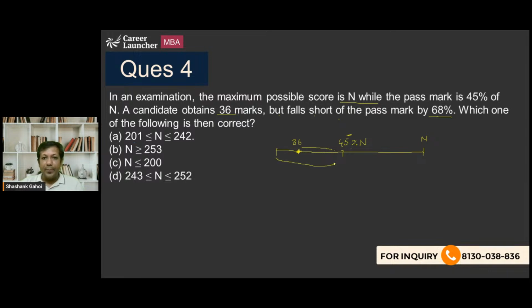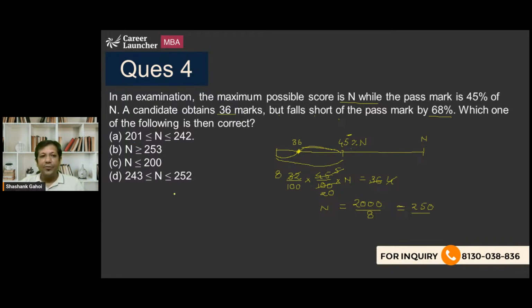Because if this value is 45% of n, this difference is 68% of 45% of n, it means this value should be equal to 32% of 45% of n. So I am just going to write 32% of 45% of n, and that is equal to 36. 9 5s are 45, 9 4s are 36, so this comes out to be 20, this comes out to be 8. Now n comes out to be 20 into 100, that is 2000 divided by 8. So this value is going to be equal to 250. So the value of n is going to be 250.